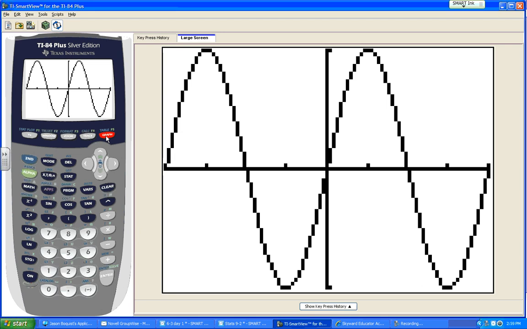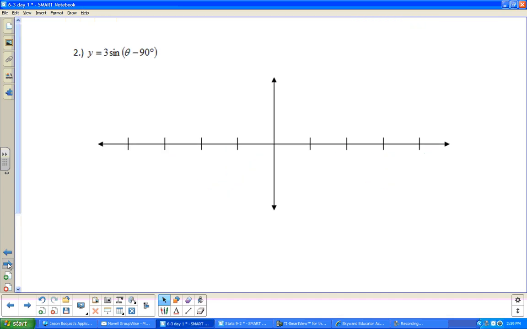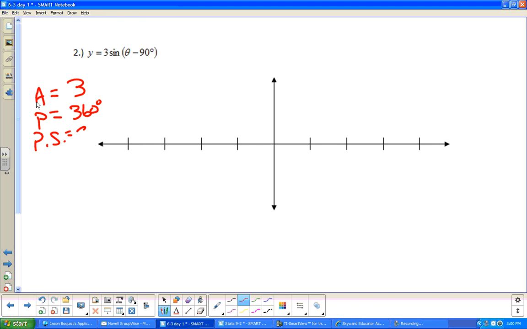So why don't we try another one? Let's try number 2, and let's just do it on the calculator. So number 2 you have there: 3 sine of all of that stuff. Because sometimes just getting an idea of all this stuff will help you understand what's going to happen. What's our amplitude on this one? 3. And our period? 360. And phase shift, 90, correct?